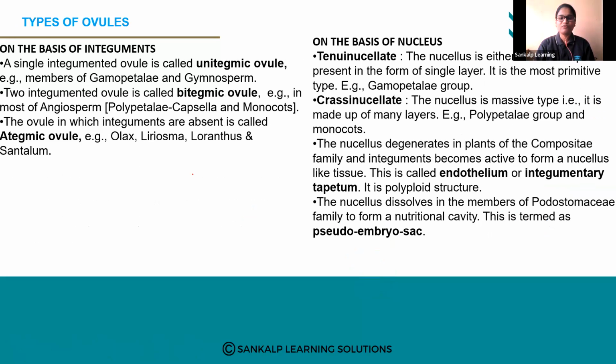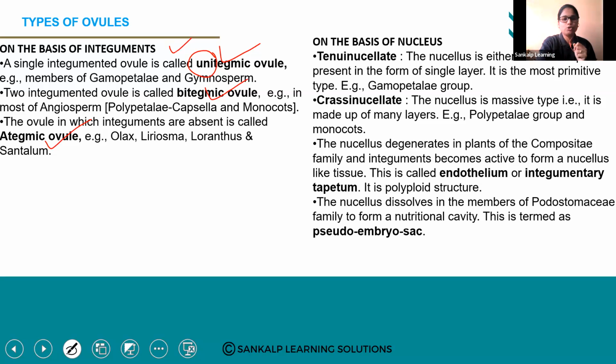Next, we have types of ovules. This is based on integuments. Based on how many integuments the ovule has, we have 3 types of ovules. The first one is unitegmic, second is bitegmic, third is ategmic. Uni refers to single, so if the ovule is covered by only one integument, it is called unitegmic. If an ovule is covered by 2 integuments, it is called bitegmic. Bi means 2, tegmic means integuments.